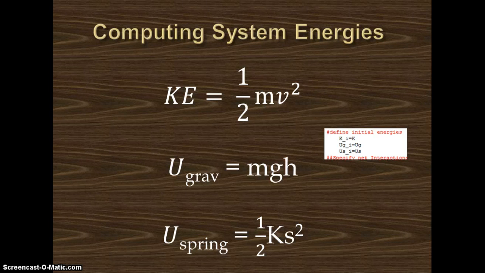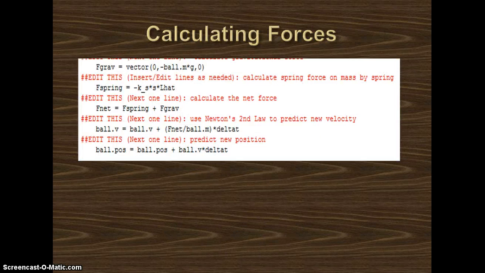We now turn to the system energies. As stated earlier, we needed to calculate the change in kinetic, change in spring potential, and change in gravitational potential energy as well. Once I define these equations in VPython, I then set them equal to variables that will change in value as the system moves. I still need to calculate the forces on the mass. I define the weight force, or the force of gravity, in the negative y direction. The spring force is Hooke's law, and totaling these two forces gives me my net force, which I use to update the velocity using Newton's second law, which I then use to update my position.